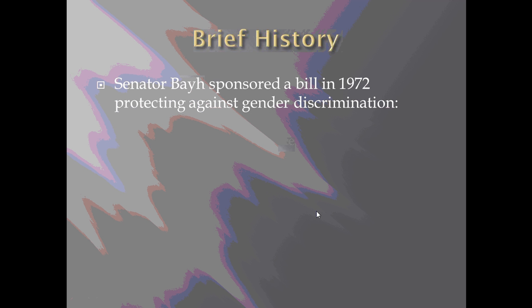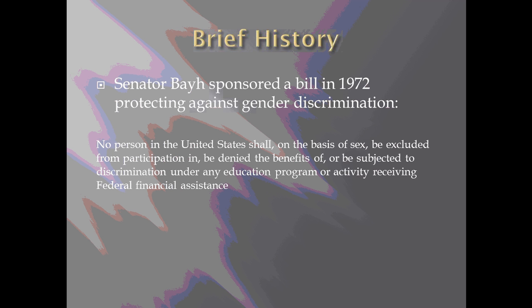So in 1972, Senator Bayh proposed and sponsored a bill protecting also against gender discrimination. And it's very similar in wording to that of the Civil Rights Act. It reads, no person in the United States shall, on the basis of sex, be excluded from participation in, be denied the benefits of, or be subjected to discrimination under any education program or activity receiving federal financial assistance.